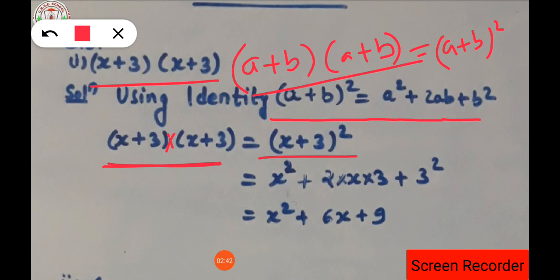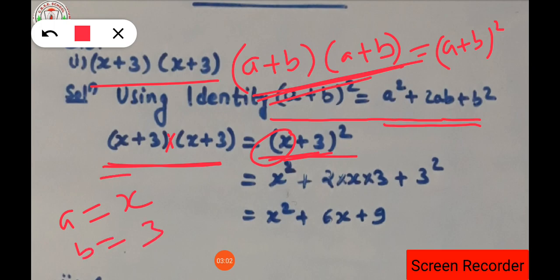Now it can be expanded in the formula form. So a plus b the whole square, what is the formula? A square plus 2ab plus b square. So a value is what here? A value in this expression is x, the first value is a, and b value is 3, isn't it? So we are going to substitute a and b value here in this formula.